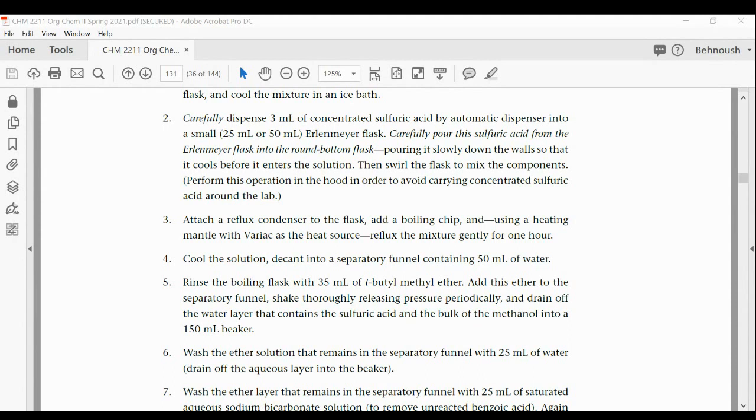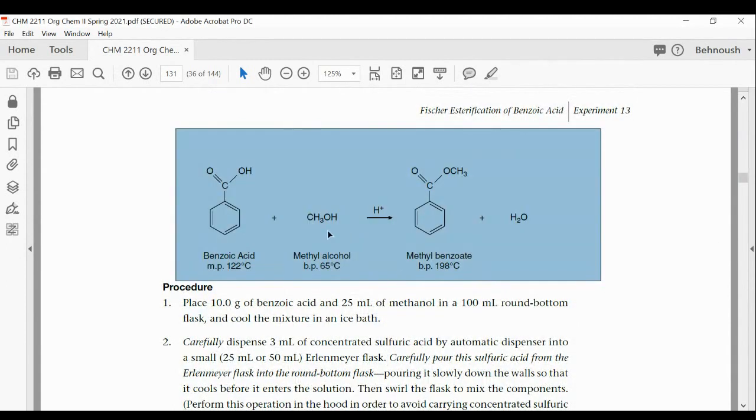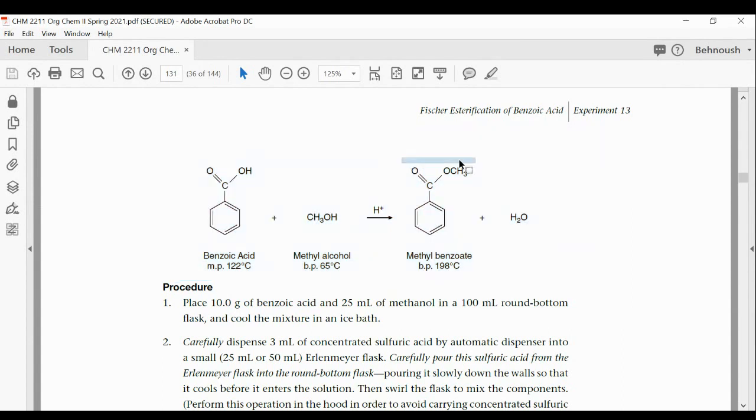So why do we have to do purification in this case? Because as you see in this reaction, you could have excess leftover methanol, you could have leftover sulfuric acid, you could have water, you could have benzoic acid. All of these could be leftover. And the only product that you want is the methyl benzoate. You don't need anything else. You only need this one. So you have to purify your sample.